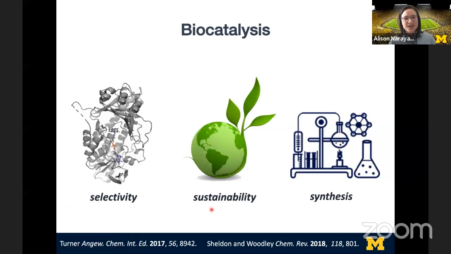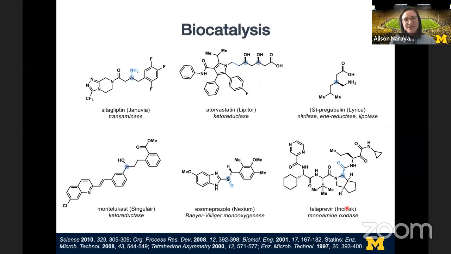There we go. Including the sustainability of using biocatalysis in synthesis and other advantages this offers, including the ability to streamline synthetic steps and have multiple catalysts compatible with each other in the single flask. And so based on these types of advantages, biocatalysis has been broadly applied by process chemists. These are just a few examples of pharmaceutical agents that have been synthesized using at least one biocatalytic step.